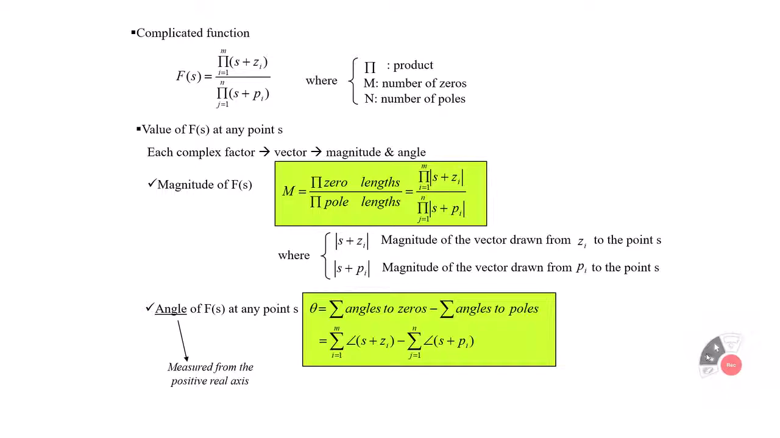So let me ask you a question. This complex function is a vector, so that means it must have its magnitude and its phase. And how can I find the magnitude of this function and the phase? The magnitude is like that.